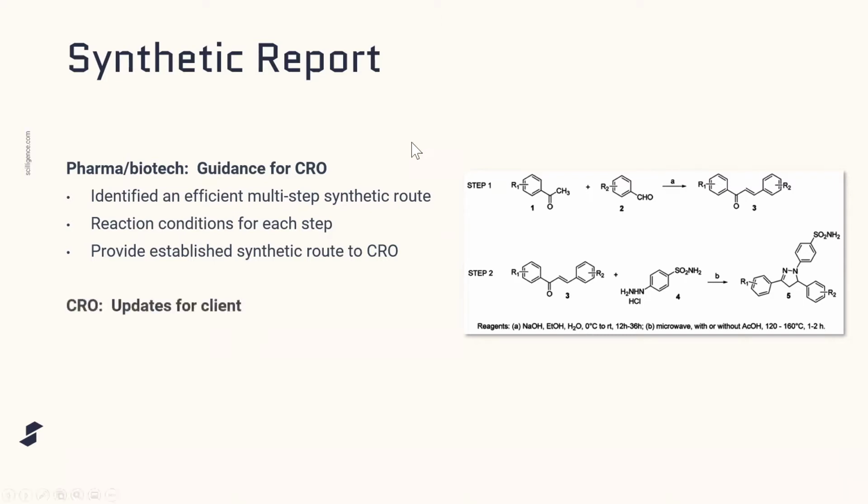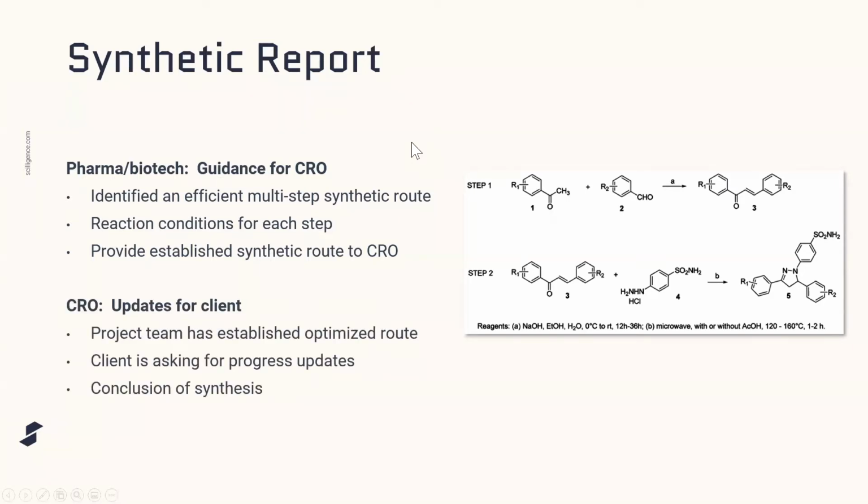On the other side, if you are the CRO and you want to provide updates to your client, you also want to be able to share a specific synthetic report. Perhaps your team has established an optimized route, or your client is asking for progress updates, or perhaps you've wrapped up your synthesis and you want to provide a final update on what it took to create the final compound and the synthetic steps. So as you can see, there are quite a lot of needs for generating synthetic reports or for scouring all of the information and analytical information for these chemical reactions and synthetic routes.